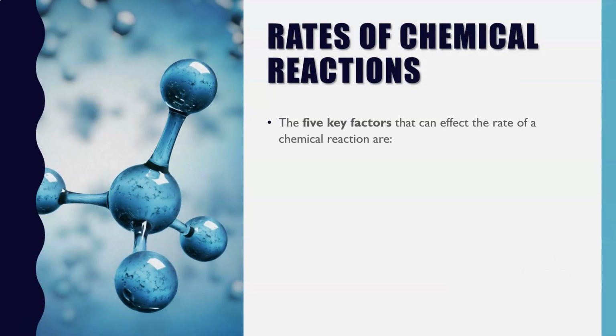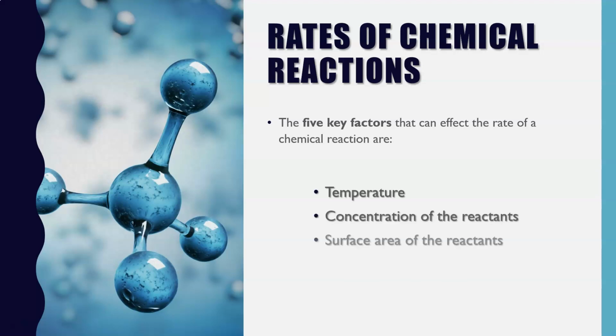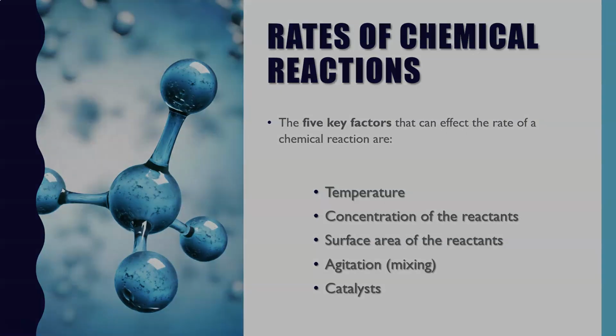So we've got 5 key factors that can affect the rate of reaction, and they are temperature, concentration of the reactants, surface area of the reactants, agitation, so mixing, and the use of catalysts. All right, let's have a look at each of those 5. So first one, temperature. How does temperature affect the rate of reaction?